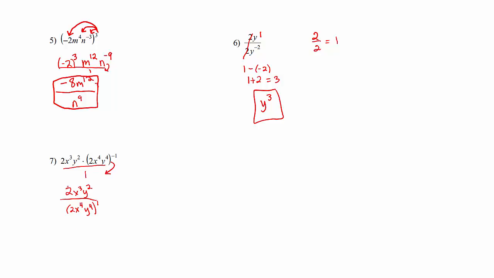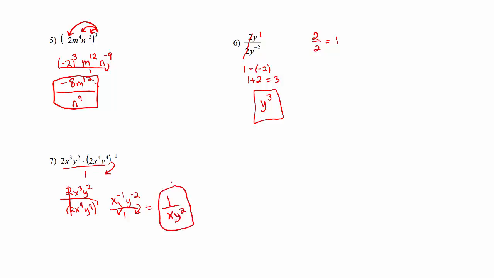And then we would say, okay, now I can cancel these 2's out. I can subtract my exponents, so that I get x to the -1 and y to the -2, which means I need to move those down to the bottom. That's one way to do it.